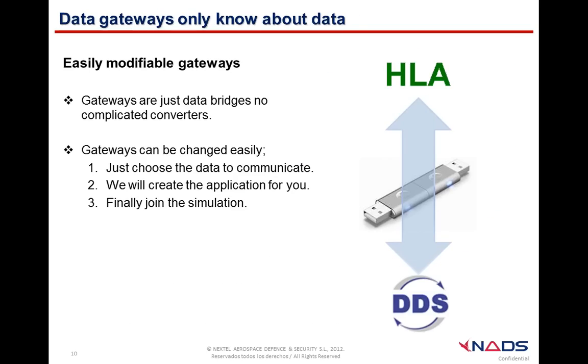With Simware, the gateways are data bridges, they only know about data, only edit data, only change data. You can edit your gateways, you can change your gateways, you can modify your gateways, and your gateways only talk about data. There are no tricks here. You only have to choose the data you want to communicate, and we will create an application for you. You don't have to code anything. And here you can join the simulation.